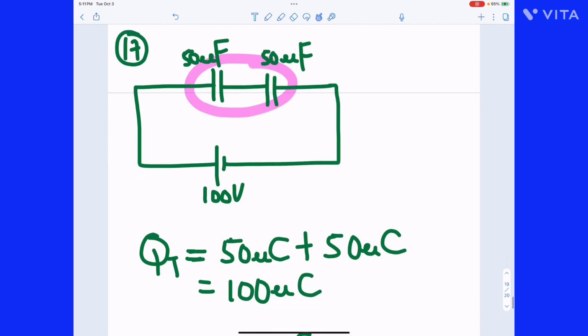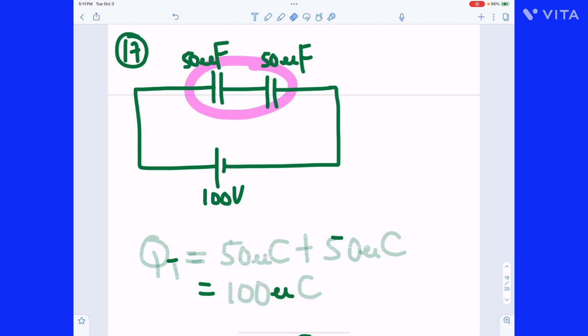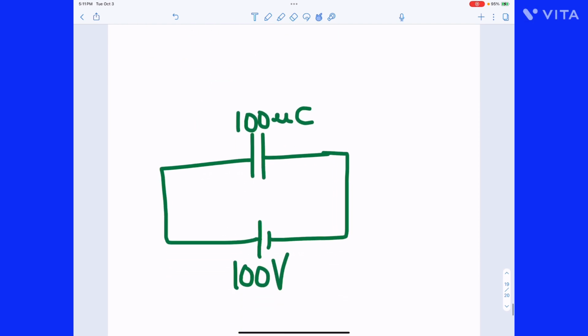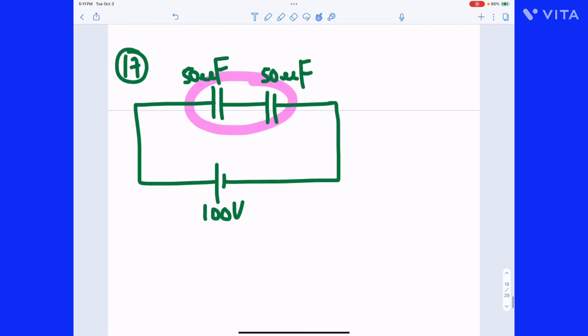So those are the capacitances of the capacitors. We are not looking for their charges. So let's remove all this. Sorry if you've written that and I've made you cancel it in your note. So let's take that again.